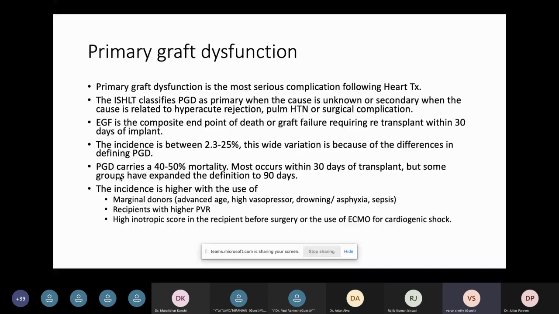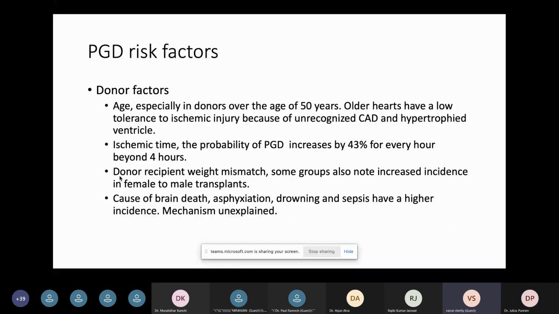Now, when it comes to the risk factors, two categories can be blamed: one related to the donor, and the other related to the recipient. Age plays a role as a risk factor, especially in donors over the age of 50 years. That's because older hearts have a low tolerance to ischemic injury, either because of underlying coronary artery disease or a hypertrophied ventricle and diastolic dysfunction.